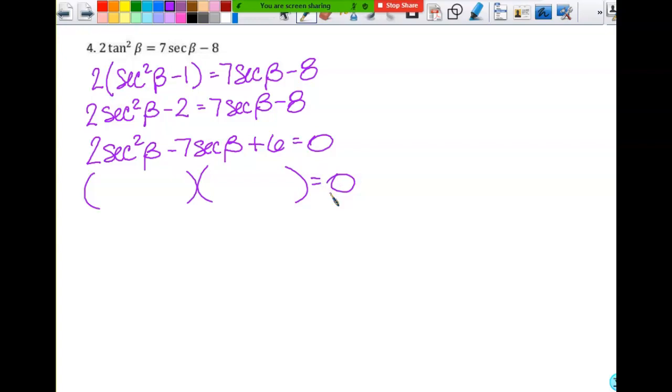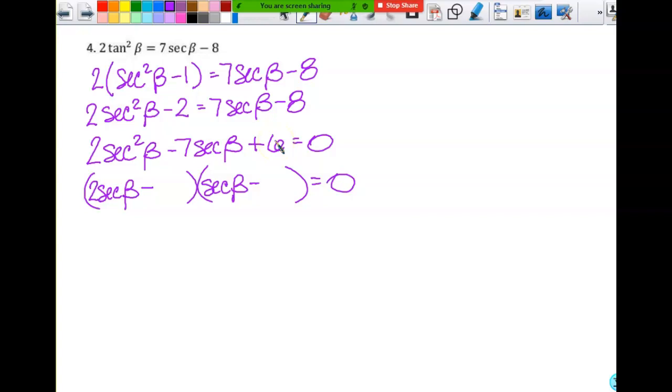Most of you would probably do grouping here, which is fine. I'm not going to go through the grouping process. I'm just going to factor it, and I'll just talk you through the old school way, especially since this is a prime number. So one of these would be 2 secant beta. This one will be secant beta. Then I look at this sign. It's positive, so these two have to be the same. This is negative, so they're both minus. My options for these two, my factors of 6, are 1 and 6 and 2 and 3.